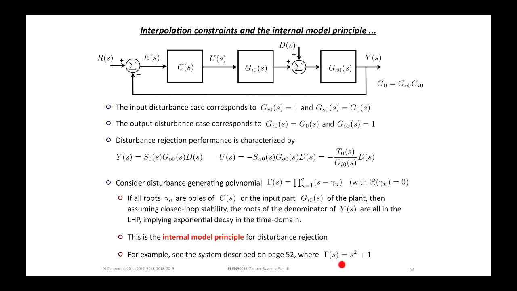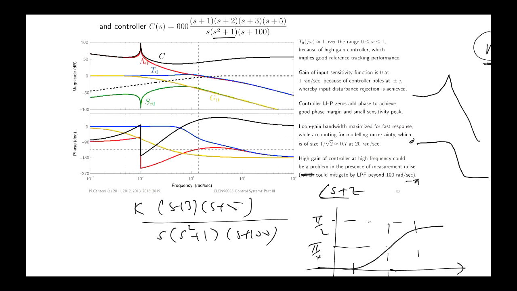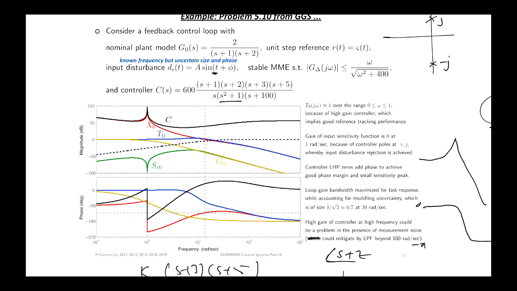So we've already seen an example of this back here. In this example, in order to reject a disturbance that's not completely unknown, we know something about it. We know that it oscillates with the frequency of 1 radian per second, but it's still uncertain in the sense that we don't know its size or its phase. And the way to deal with that was to put this in the controller. So the generating polynomial of a sinusoid of frequency 1 is s squared plus 1, and we put that in there.